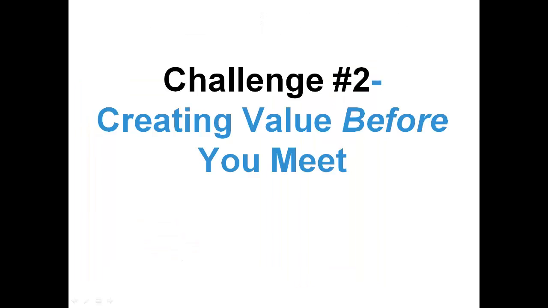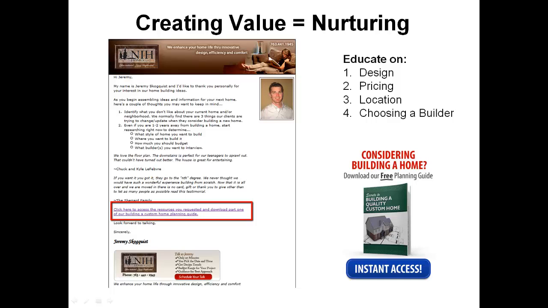So the second challenge is how do you create value for your company before you're able to talk or meet them. I use what's called an automated nurturing campaign. What do buyers need to know before they can make a well-informed choice? As I mentioned before, in the planning guide ebook, we'll send out one chapter per week. There are about 25 different chapters, and we'll educate people on design, pricing, location, and choosing a builder. What this does is position you as a local expert and the top resource in your local marketplace.